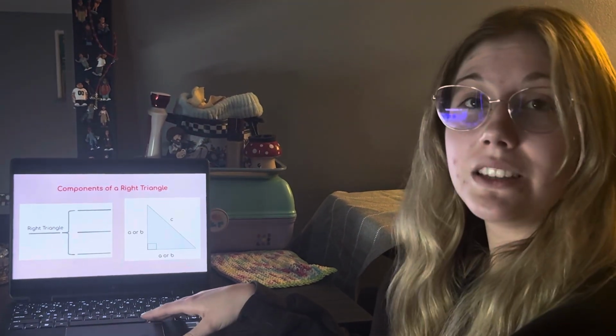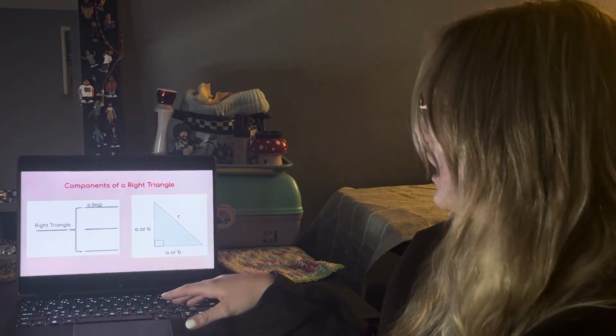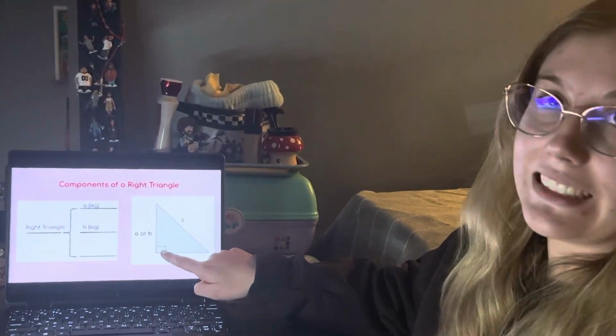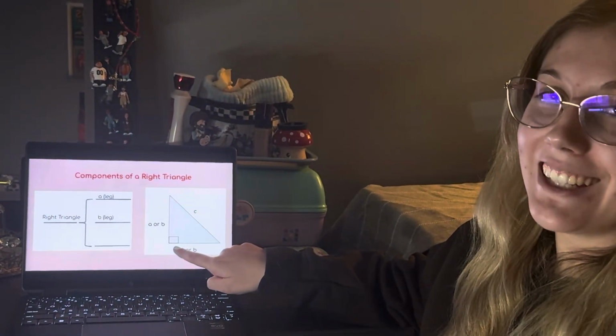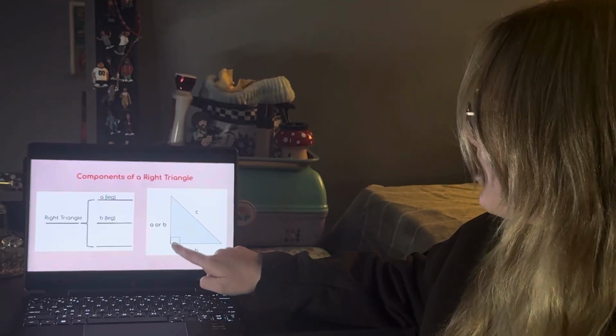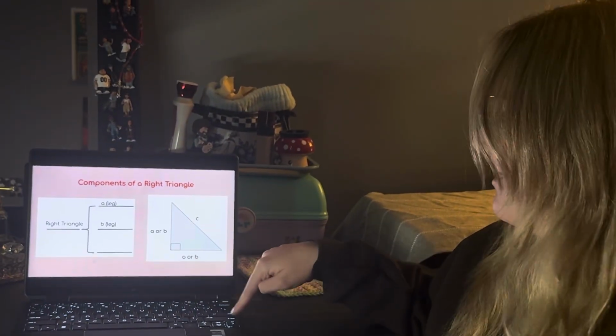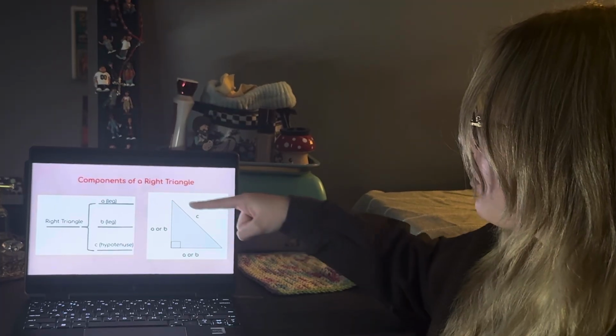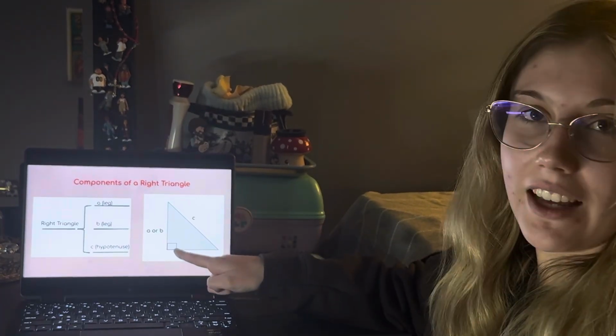Here are the components of a right triangle. A and B, they represent the legs of our triangle. These are attached to our 90-degree angle. A right triangle has a 90-degree angle, which is represented by a square. C is our hypotenuse. This is the only side of our right triangle that is not touching that 90-degree angle.